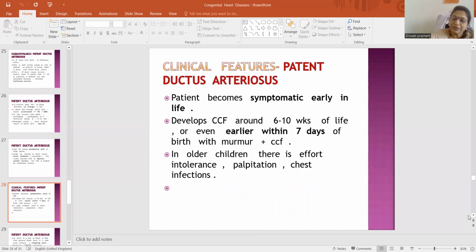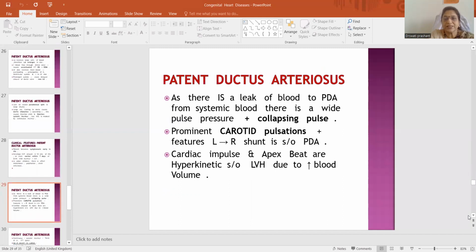The patient becomes symptomatic early in life, develops CCF around 6 to 10 weeks of life, or even earlier, within 7 days of life. In older children, there is effort intolerance and palpitation, and chest infections are repeated. As there is a leak of blood to the PDA from systolic blood, there is a wide pulse pressure and collapsing pulse. Prominent carotid pulsations are also seen, and the cardiac impulse and apex beat are hyperkinetic.